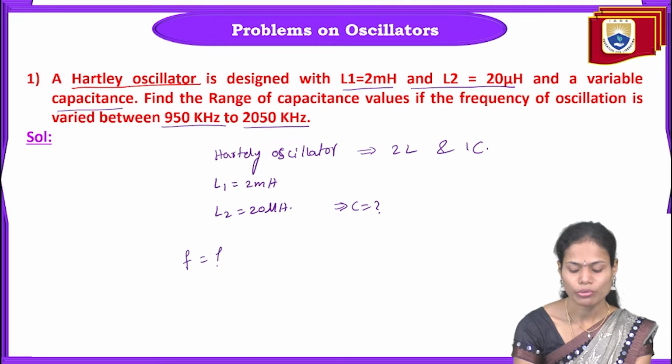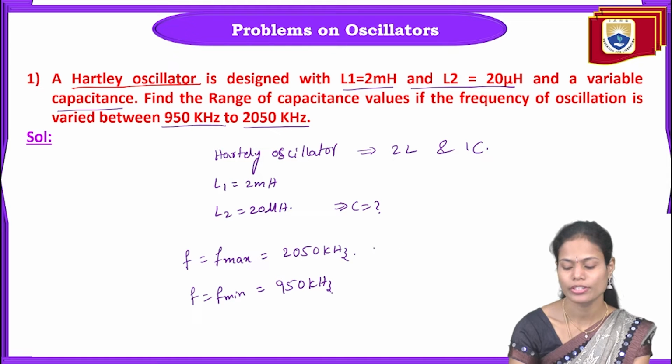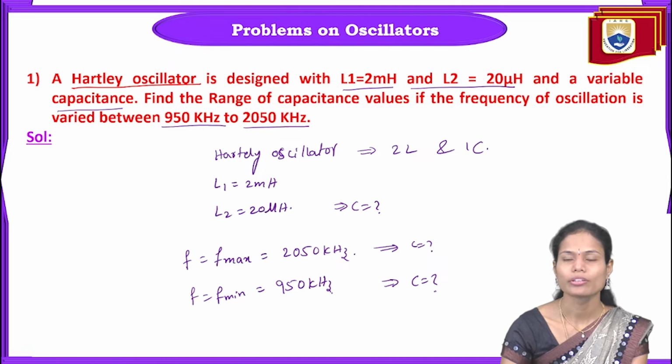So at F equal to F maximum, the given frequency is 2050 kHz. And at F equal to F minimum, the given frequency is 950 kHz. At these two frequencies, we need to calculate the value of capacitance required to design such a Hartley oscillator.